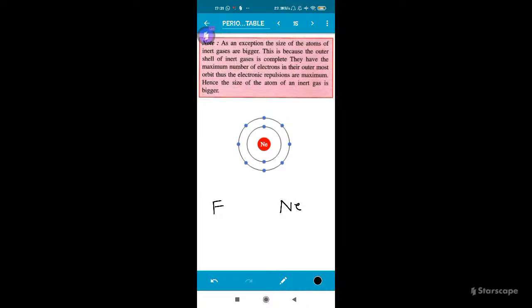So if we follow the trend, fluorine is in the 7th group but neon is in the 8th group, but they belong to the same period. That means if we move from left to right in a period, fluorine should have a larger size as compared to neon. But that doesn't happen because neon is a noble gas. So you have to explain, you have to tell about interelectronic repulsions, you have to say about the total number of electrons in the outermost shell of neon. So this is a very important question which can be asked in your board examinations.